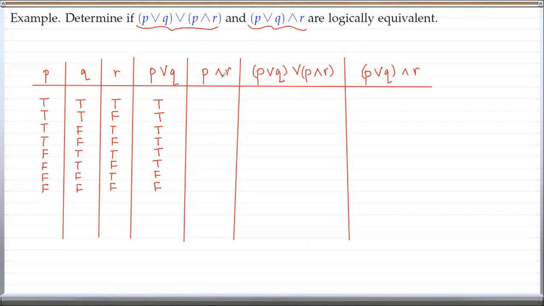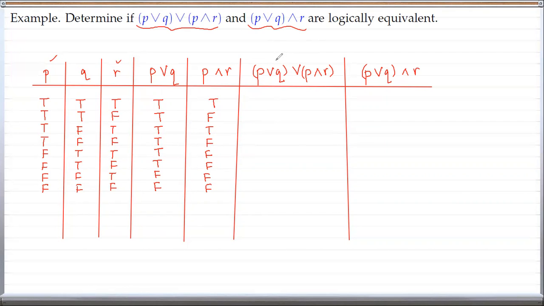Next we want P and R. P and R, so we are looking at these two. True and true is true. True and false is false. Next we have true and true. Again, true. Next, true and false is false. False and true is false. False and false is false. And the other two are also going to be false.